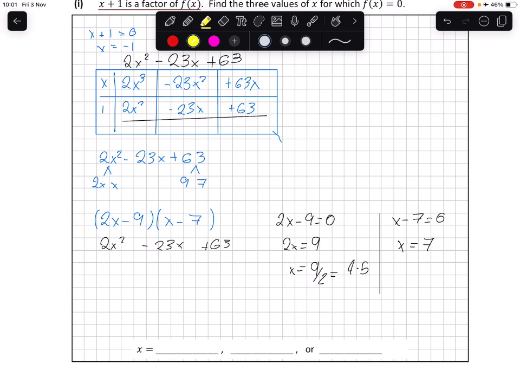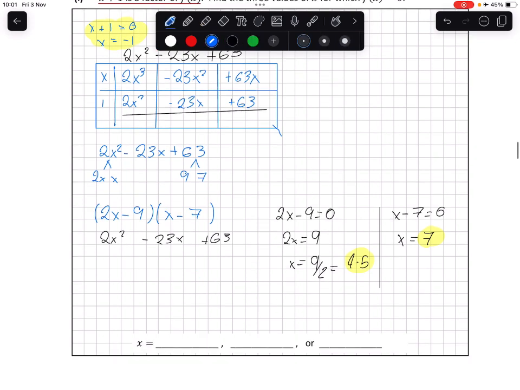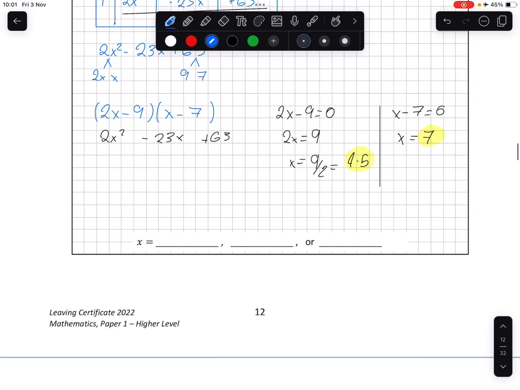I have my 4.5 here, I have my 7, and then up the very top, it told us that x plus 1 is equal to 0, so I know that x is negative 1, and now we just need to write them down. So we know that the roots of this equation happen at minus 1, 4.5, and 7.